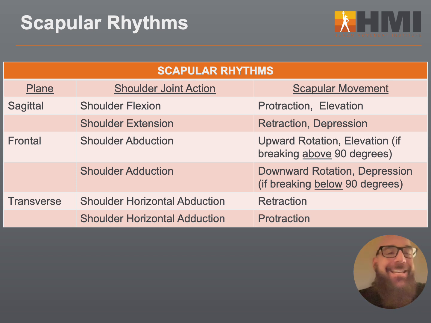What we've got is sagittal plane, shoulder flexion, shoulder extension. So now I'm going shoulder flexion, shoulder extension. What should happen? When I do shoulder flexion, the scapula protracts and elevates. And when I do shoulder extension, it's going to retract and depress. So we get protraction, elevation.